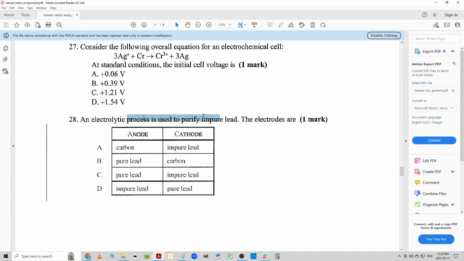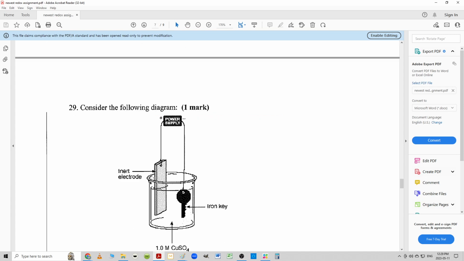Electrolytic process is used to purify impure lead. So in that case, your cathode will always be pure lead, because you're trying to take an anode of impure lead, strip it of electrons, it'll dump in solution, then the lead positive ions will head towards the lead cathode and adhere to it. So your anode is going to be the impure lead, and your cathode is the thing where you're trying to make pure lead.